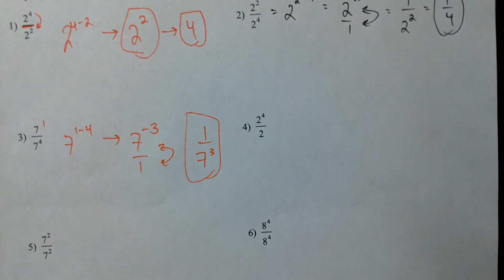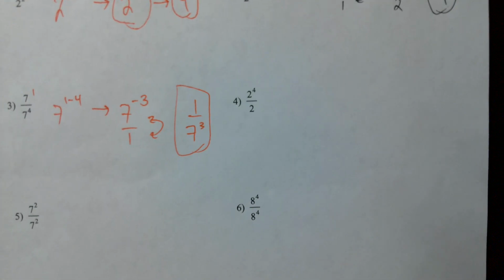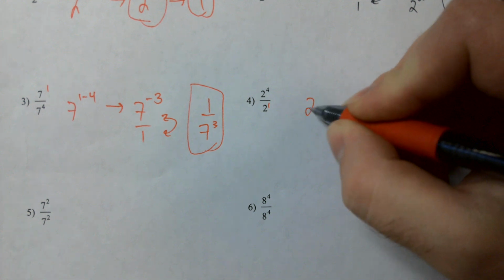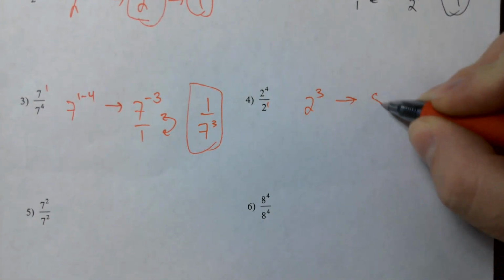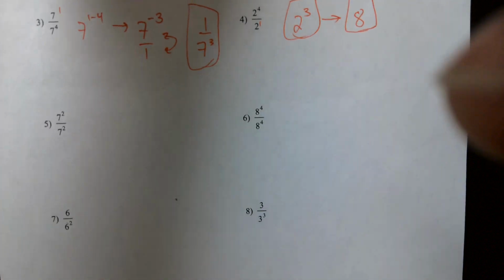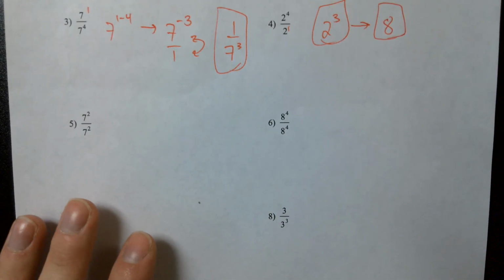Which would be 343, something like that. Number 4. 4 minus 1 gives me 2 to the third. That's equal to 8. No flipping needed because my exponent turns out positive.